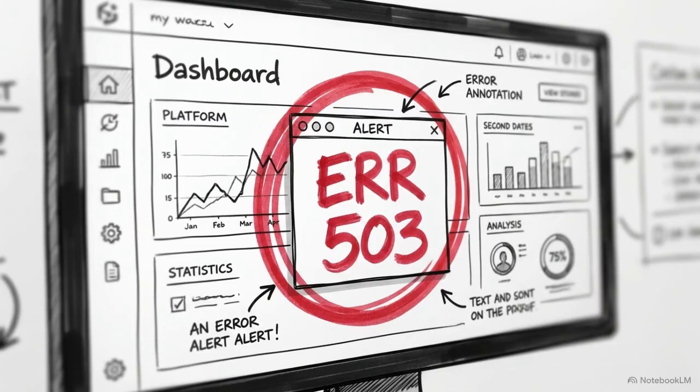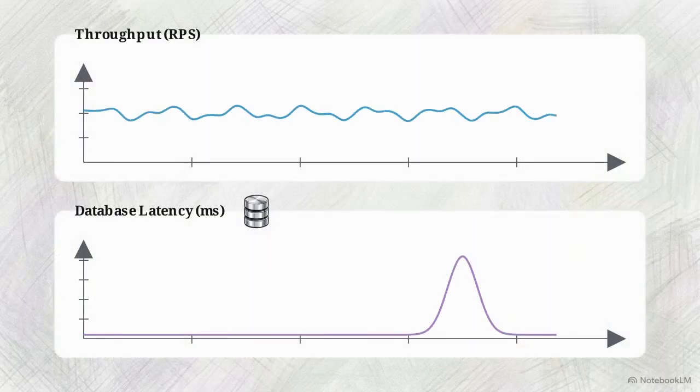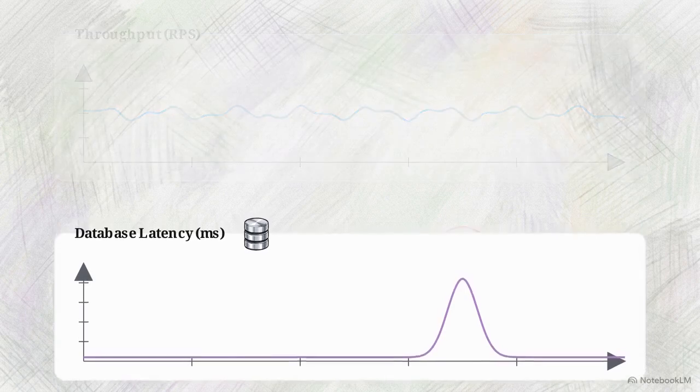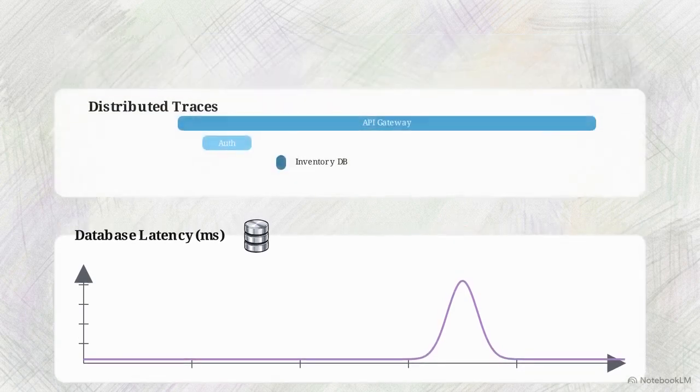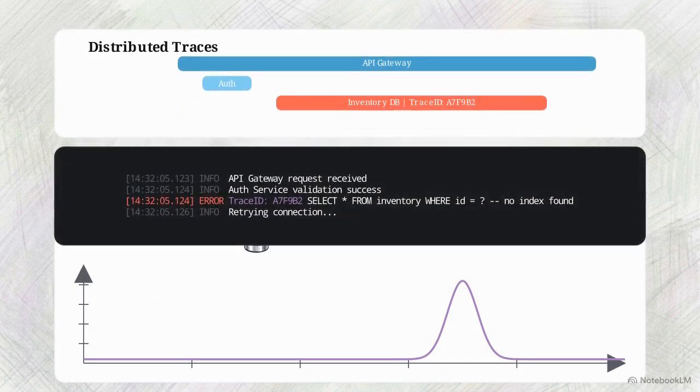When an API payment gateway starts timing out, the alert fires instantly on the unified platform. The diagnostic progression is immediate. The metrics dashboard shows throughput is steady, but database latency is spiking, isolating the database as the culprit. You click into the exact time window. The real-time index pulls up the traces, instantly pinpointing a massive duration span on a specific database query.